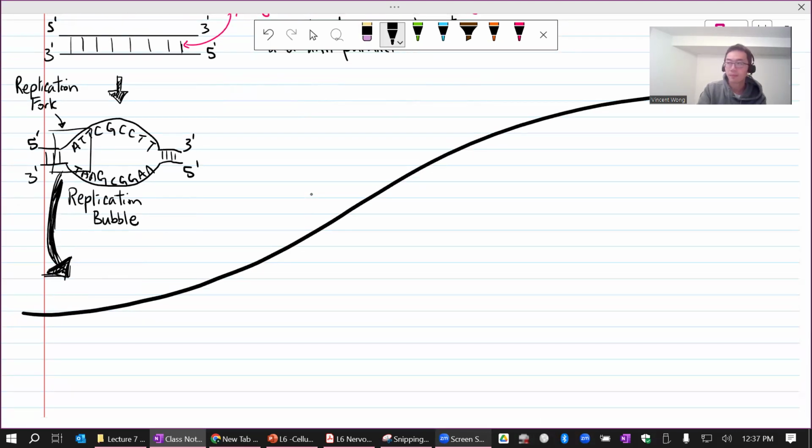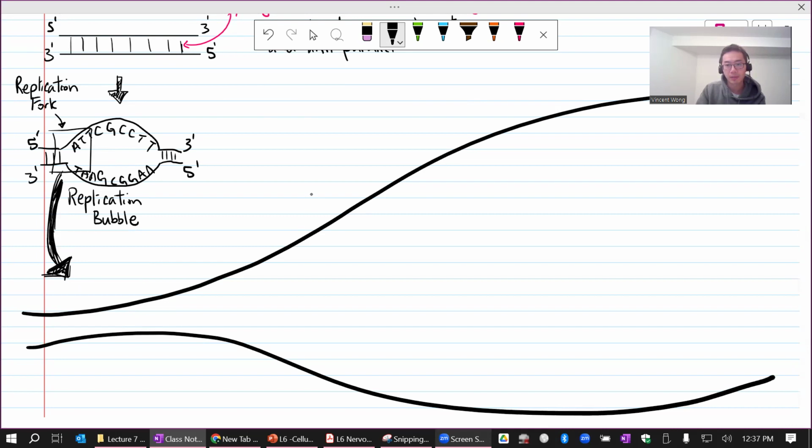Vincent, are those letters random letters? Yeah, I just make them up. But then the other side has to be matching, right? Like you see the A and the T pair up, and then the C and the G pair up, right? You see here? Gotcha. Thank you. Yeah. So I'm just gonna make this up a little bit bigger.